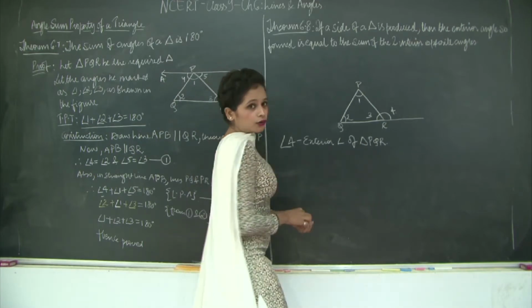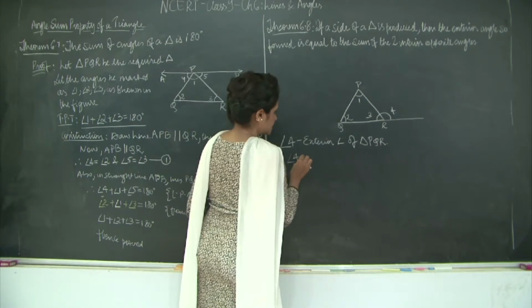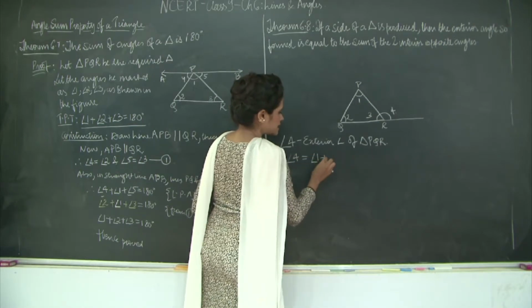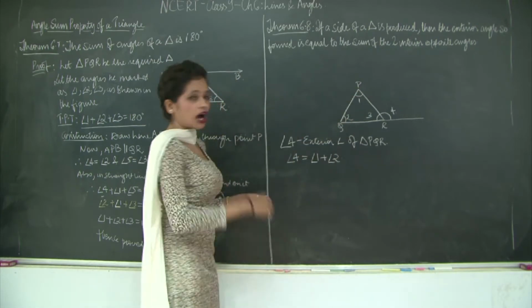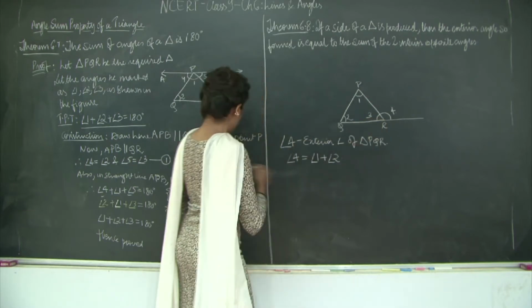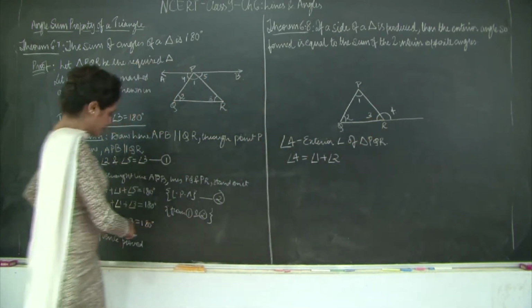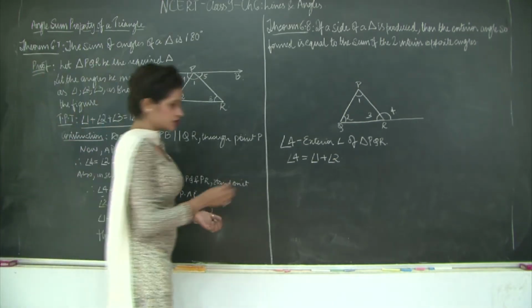Okay. So now we need to prove that angle 4 is equal to angle 1 plus angle 2. This is according to what is given in the theorem. So how are we going to prove that? First of all, from here we have angle 1 plus angle 2 plus angle 3 is 180 degrees. So let's just write that down.